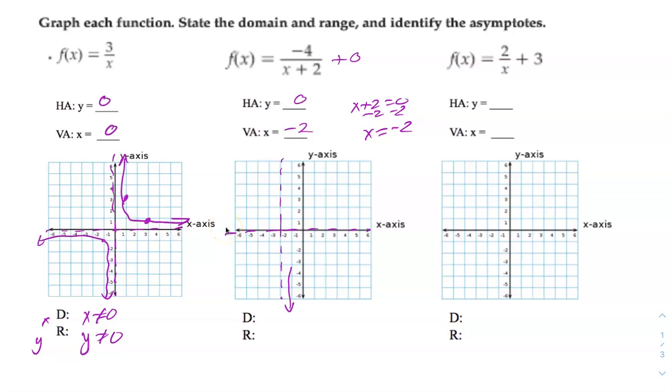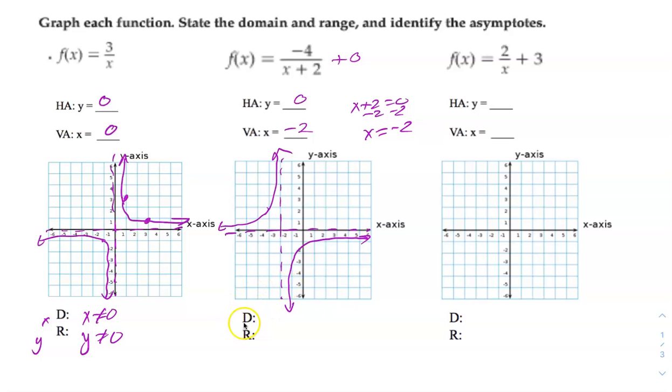If you want a little more accurate graph, you could make a table of numbers. For now, we're just doing a sketch. Once you understand what the graph looks like, anytime you want to make a more accurate graph, it's not hard. You just make a table of values.